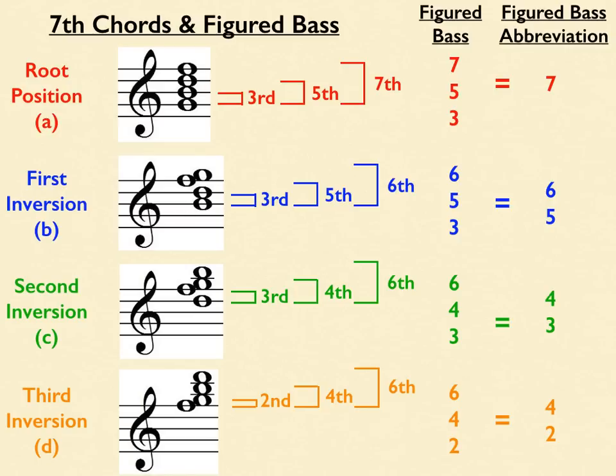The way that I remember it is 7 for root position, 6/5 for first inversion, 4/3 for second inversion, and 4/2 for third inversion. So it's almost going 7, 6, 5, 4, 3, and almost down to 2. So you have 4/2 at the end. So it's almost just descending from 7. 7, 6, 5, 4, 3, 4, 2.